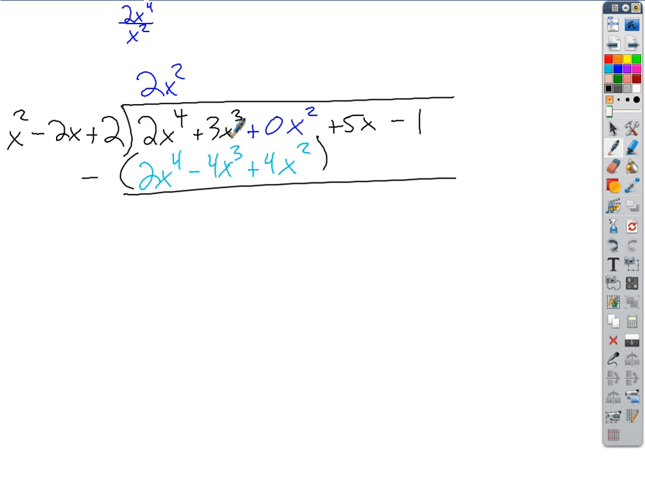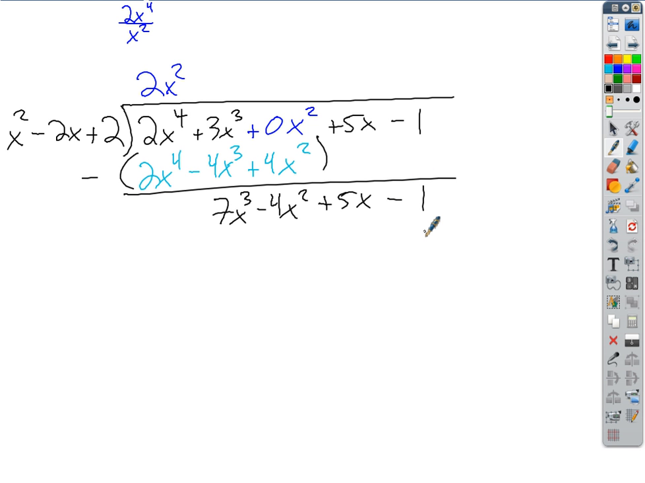So we get 3x cubed minus negative 4x cubed. So it'd be 7x cubed. Good. Then 0x squared minus 4x squared, negative 4x squared. And then the last two we'll just bring straight down. 5x minus 0 is just 5x, and negative 1 minus 0 is negative 1. So just bring those straight down.